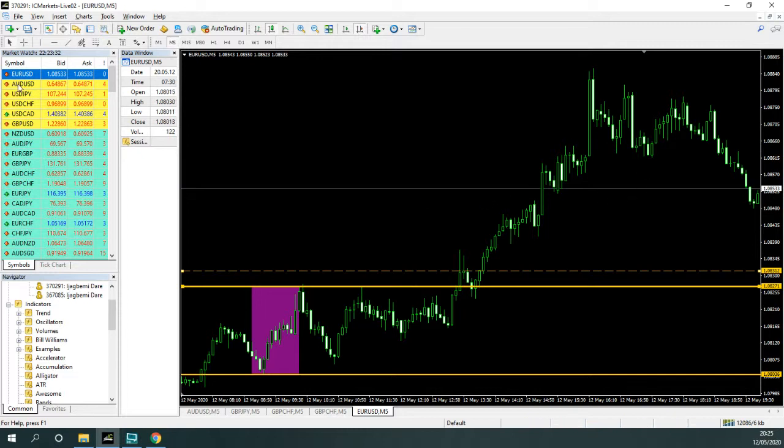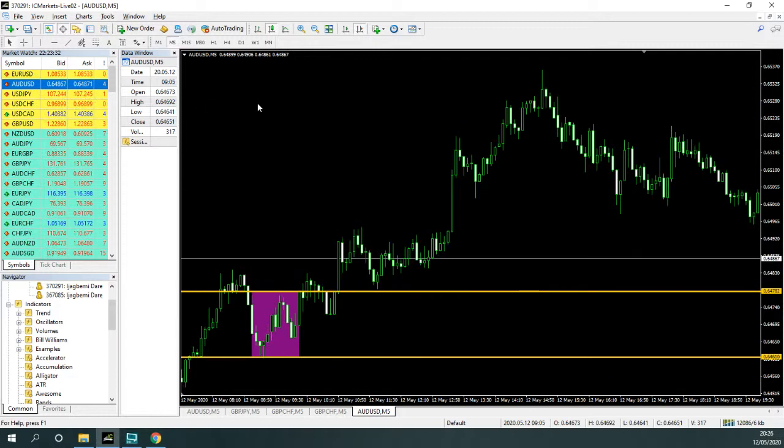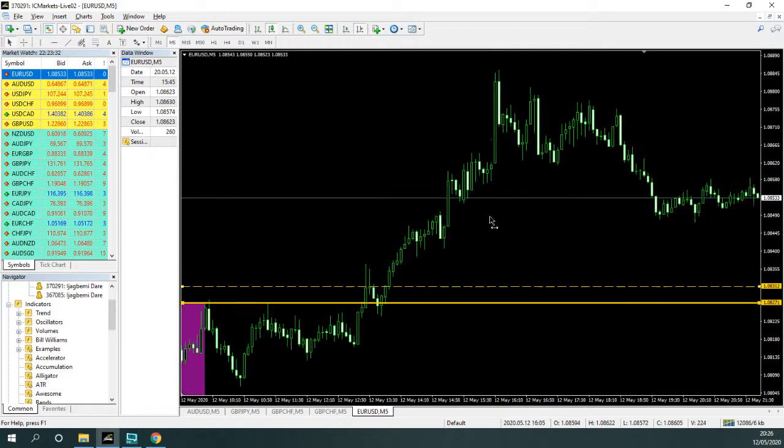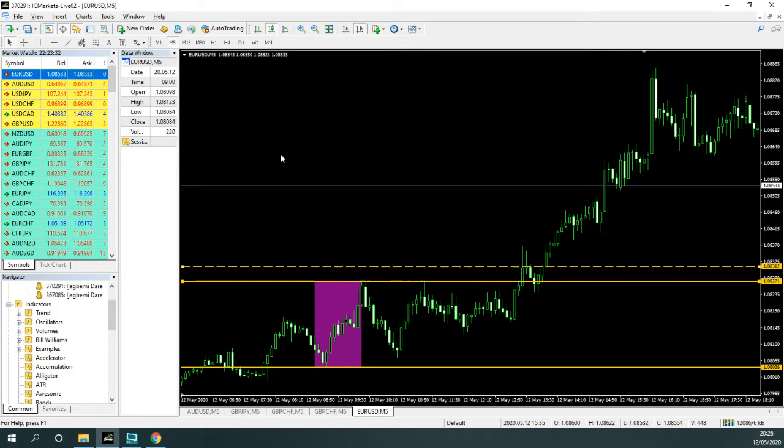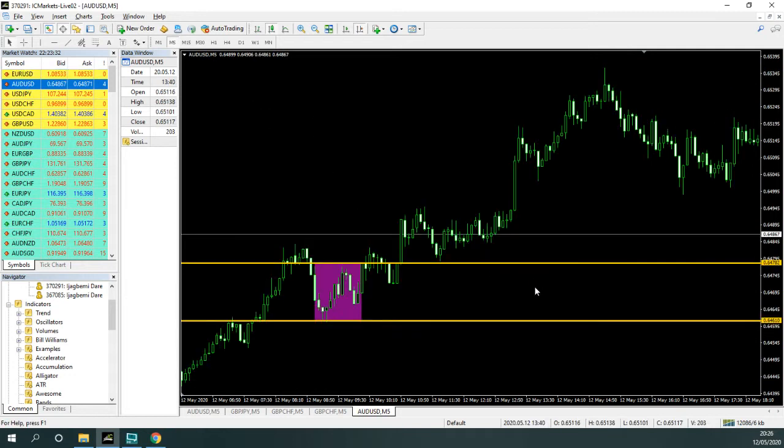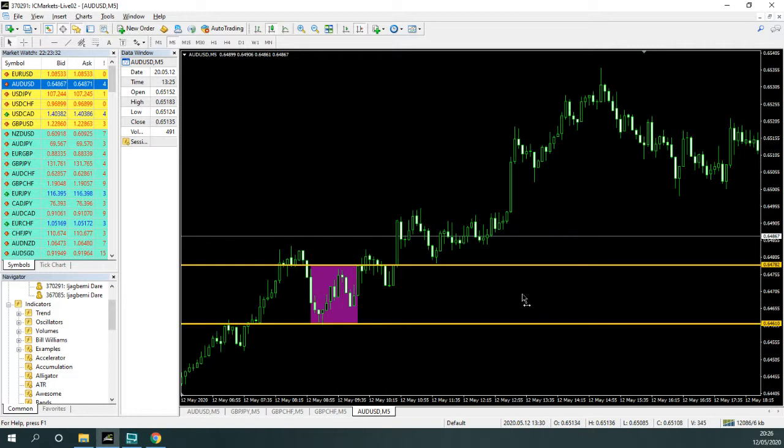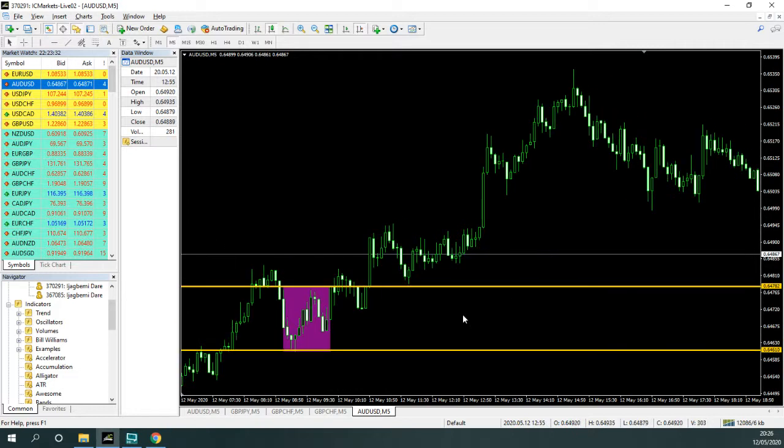Okay, we go to the next one, which is the Aussie dollar. Before we move, let's see whether we have anything to show here. Okay, nothing to show here apart from that profit. This is the Aussie dollar for you today. Similar story. This is the box. Now, let's see where is our first trigger point.